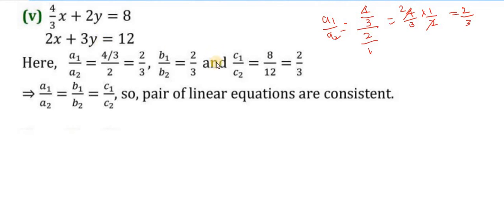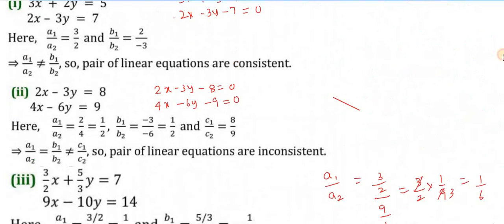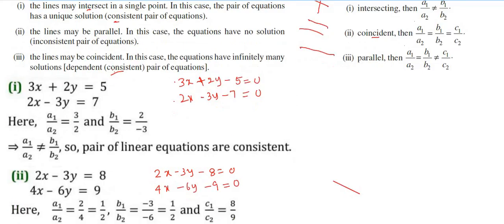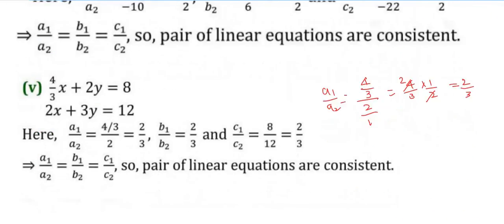Similarly b1 by b2 is also 2 by 3 and c1 by c2 is also 2 by 3. So a1 by a2 is equal to b1 by b2 is equal to c1 by c2. Therefore the pair of linear equations is consistent. Why is it consistent? Because if a1 by a2 is equal to b1 by b2 is equal to c1 by c2, they are coincident lines, and therefore it is consistent. So the given problem is consistent.